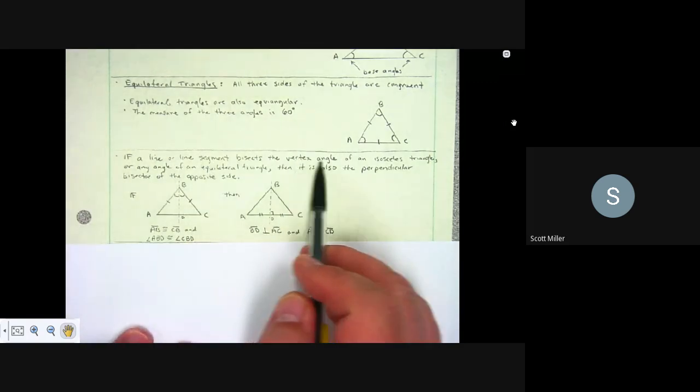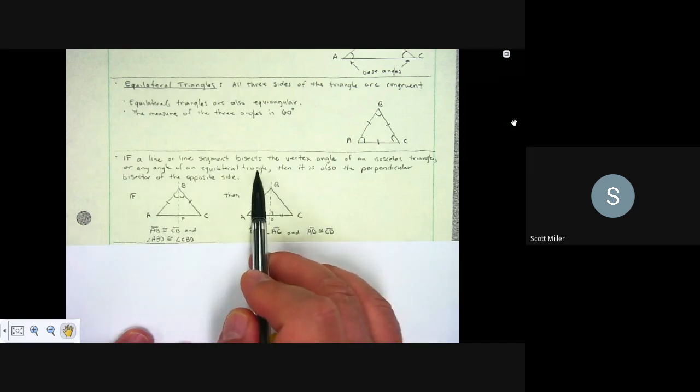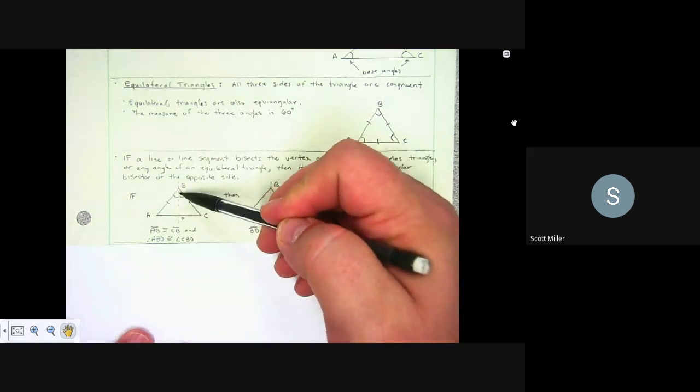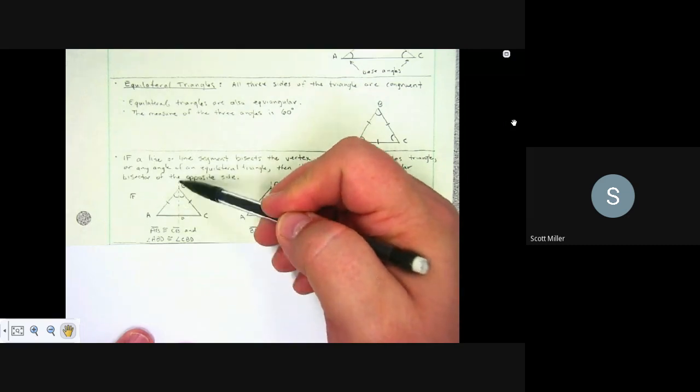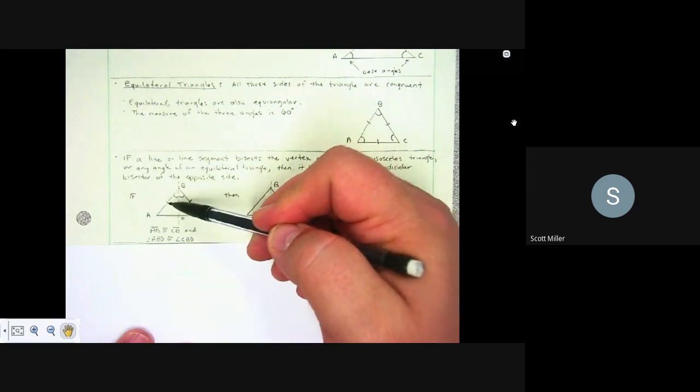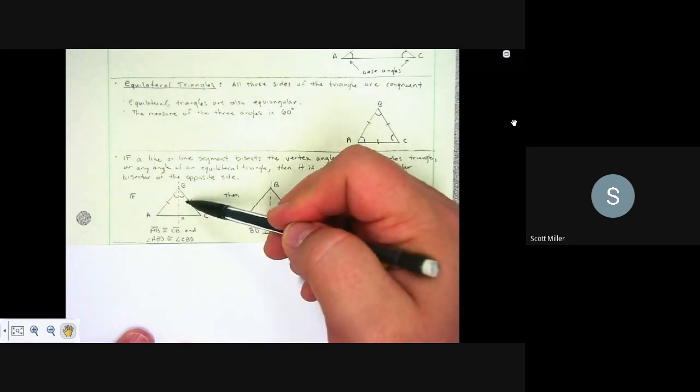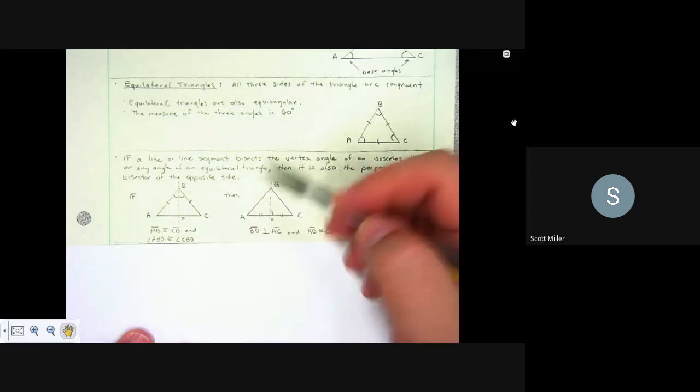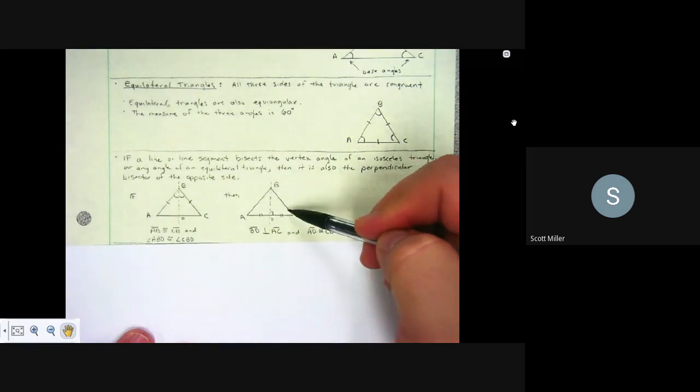So here's some things we want to keep in mind and how that helps us out. If a line or line segment bisects the vertex angle of an isosceles triangle or any angle of an equilateral triangle, then it also is the perpendicular bisector of the opposite side. So what this is saying is this. If I bisect this vertex angle, so those two angles now are congruent, and it's isosceles because there's the isosceles marks, then not only does that bisect that, it also bisects the opposite side, and it will be perpendicular to the opposite side. So it becomes a perpendicular bisector.